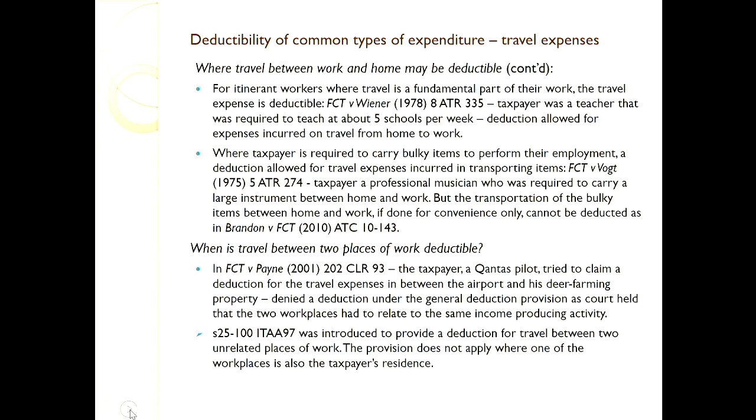But there is a qualification, which means that the outcome on the specific facts of Payne wouldn't change. The qualification is that one of those workplaces cannot be your home, right? If it's your home, then you can't get the tax deduction. So it's actually going to be the same result in Payne if it happened today after 25-100, because it was his home where he operated the deer farm. But if we change the facts in Payne to locating the deer farm somewhere other than his home, then he could get the tax deduction today based on 25-100. So 25-100 is a specific deduction provision, okay? So the deductibility is based on that, 25-100, not Section 8-1.